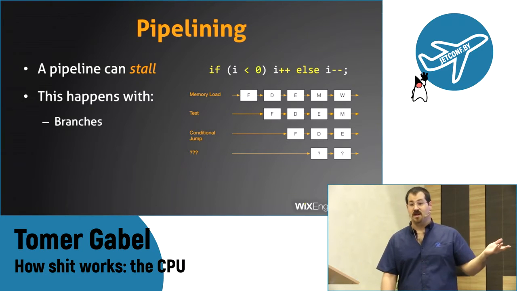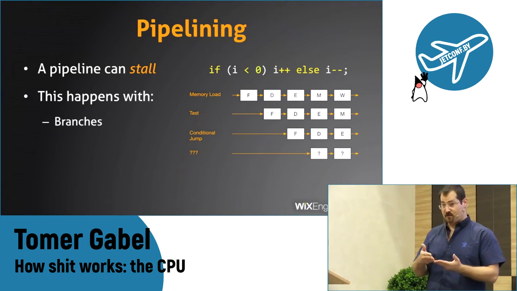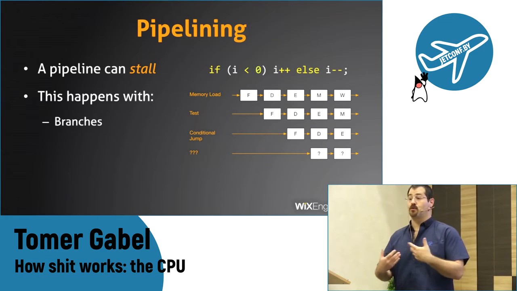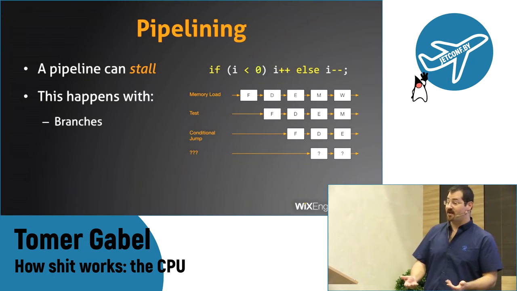So what happens in this case? Well, the CPU has to wait. It has to wait for the results of previous executions in order to progress. This is called the pipeline stall, and it slows you down. You don't want that if you can avoid it.